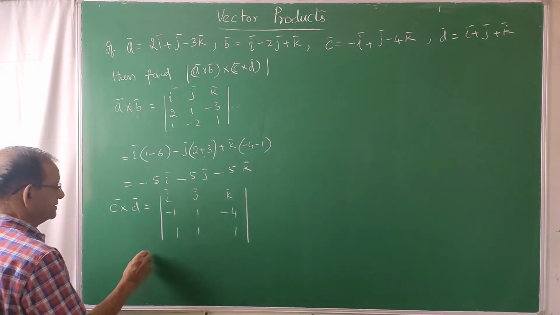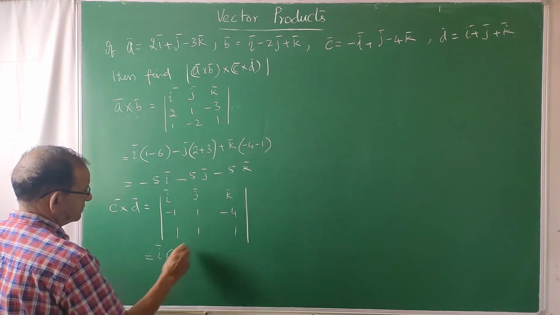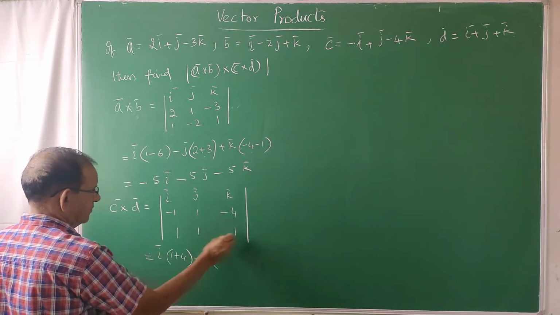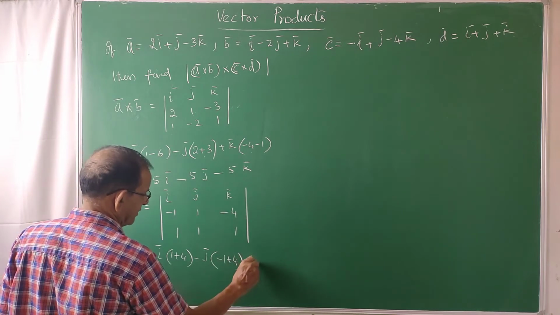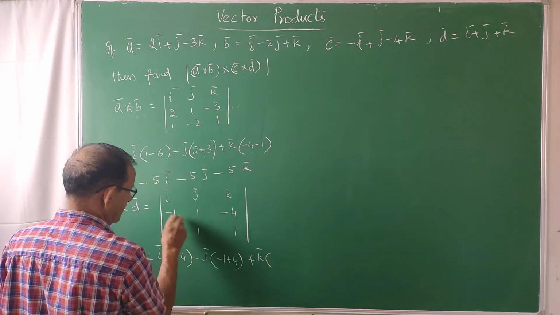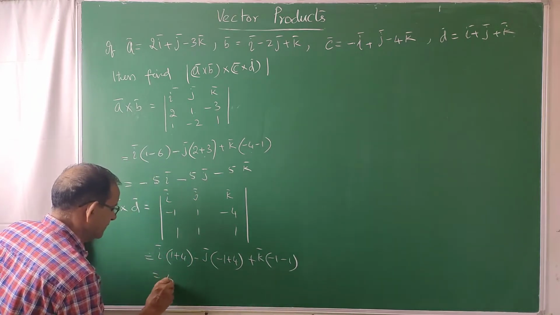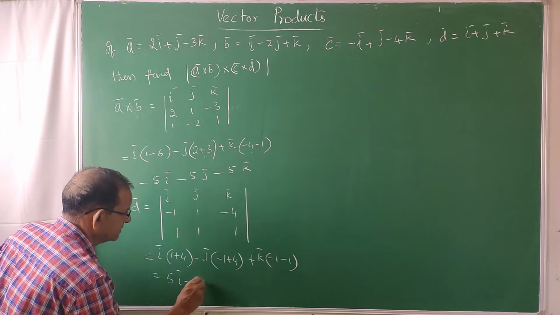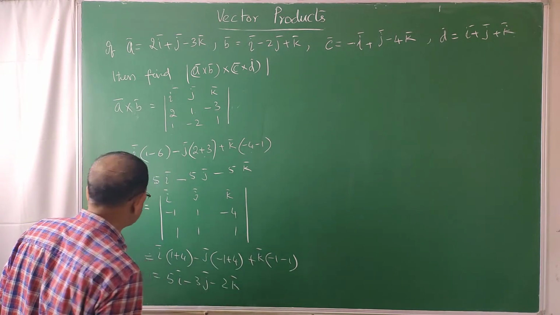Let us expand this. I bar into 1 minus minus 4, 1 plus 4, minus j bar into minus 1 plus 4, plus k bar into minus 1 minus 1. So, this is 5 i bar, 4 minus 1 is 3, into minus, 3 j bar, minus 2 k bar. So, this is c cross d.